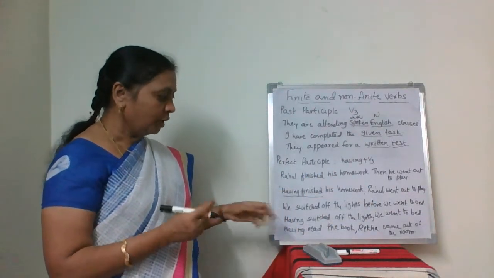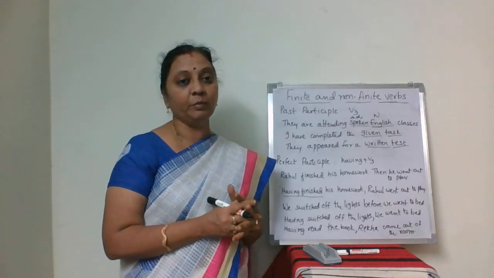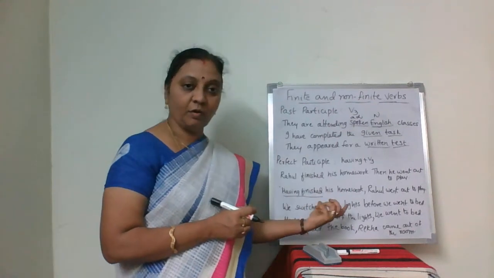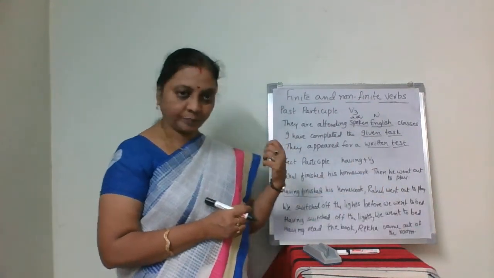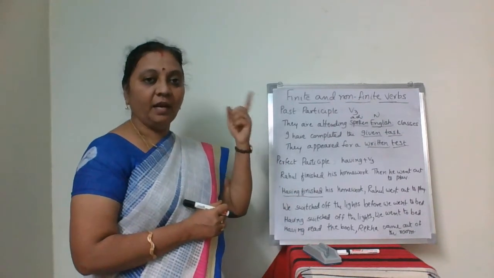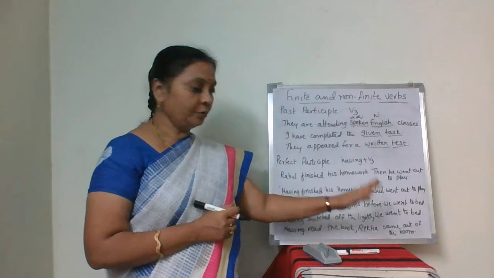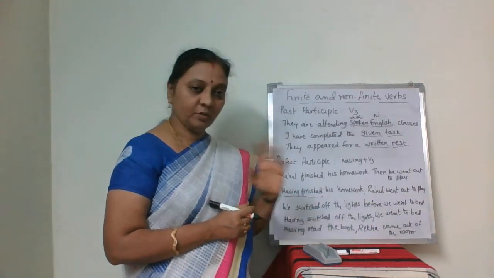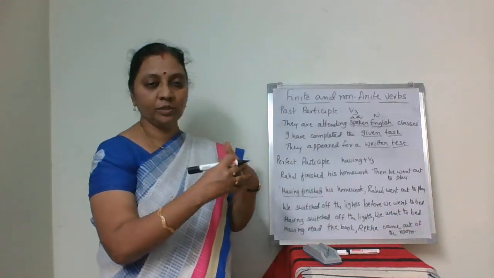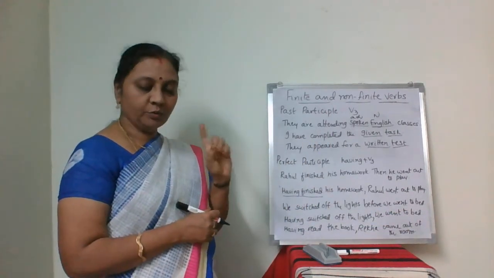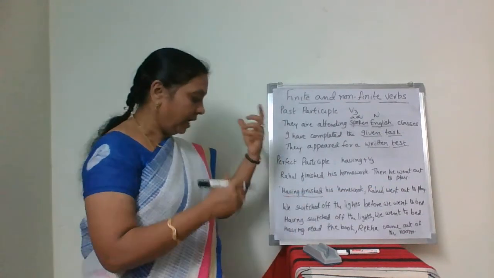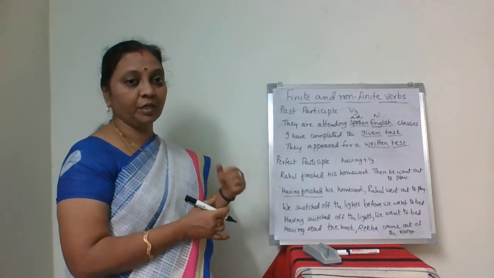The next one, we switched off the light before we went to bed. Two actions actually. We switched off the lights, we went to bed. Okay, then how do we write? Having switched off the lights, we went to bed. Before is not required. And we use only one time because you are combining the two sentences. We can use only one time. Having switched off the lights, we went to bed.